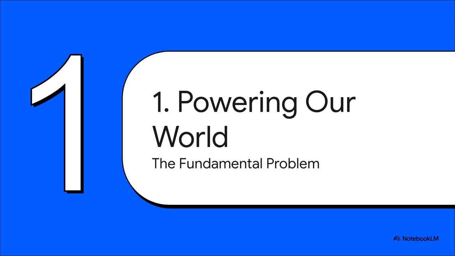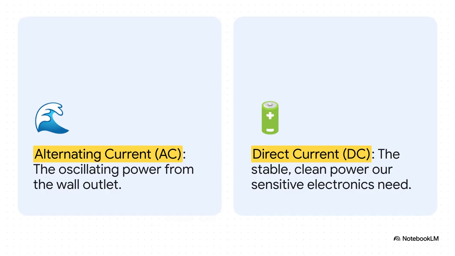It all starts with the power that comes screaming out of your wall socket. And let me tell you, it is not what our delicate electronics are looking for. So on one side, you've got alternating current, AC. Think of it as this wild, chaotic, oscillating wave of energy. It's fantastic for getting power over long distances, but for a computer chip, it's pure poison. On the other side, we've got direct current, or DC. See how it's just this smooth, stable, clean flow? That's the language our devices speak.